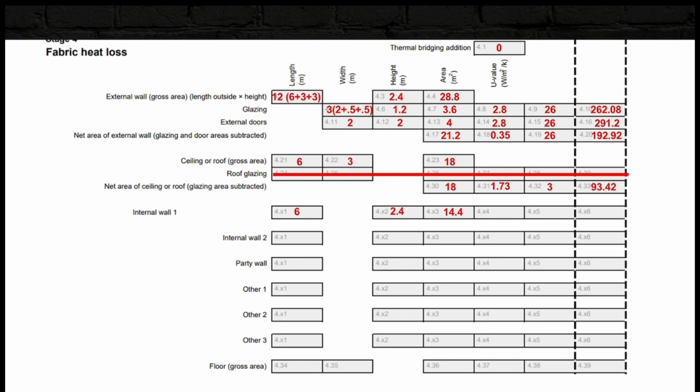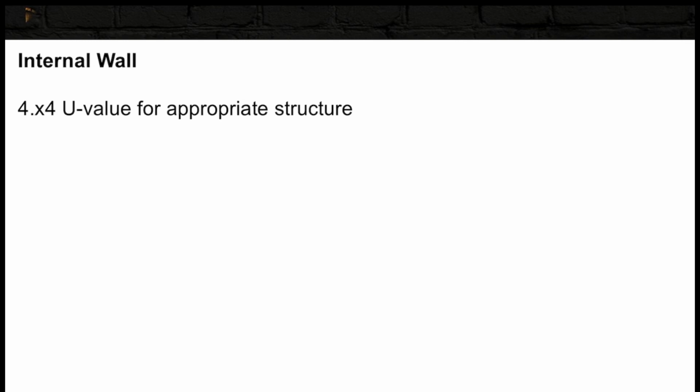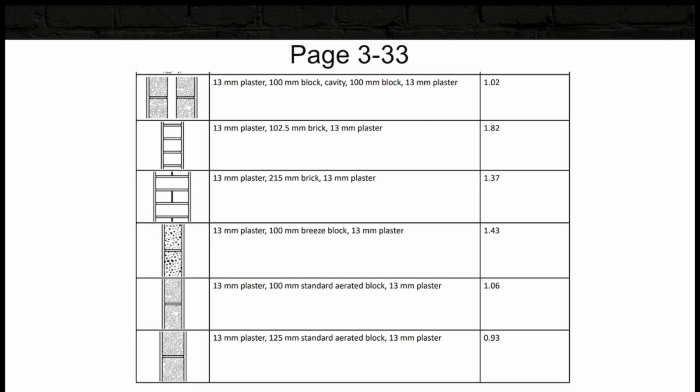The U value, again, for the appropriate structure, and our internal walls are breeze block with plaster either side. So that comes from page 33, and right in the middle there, our U value is 1.43 because we've got 13mm plaster, 100mm breeze block with 13mm plaster on the other side.